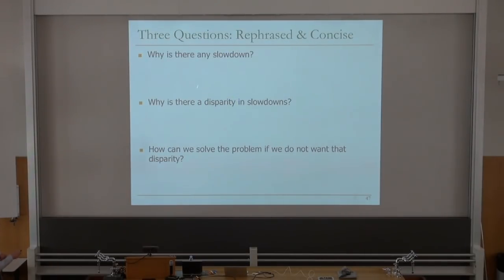Okay, basically, they rephrased: why is there any slowdown? Why is there a disparity in slowdowns? These are two different questions. How can we solve the problem if we do not want that disparity in the slowdowns? Or how can we solve the problem if we do not want any slowdown? That's a fourth question over here that I didn't ask, right?